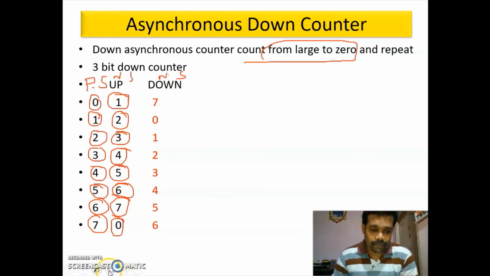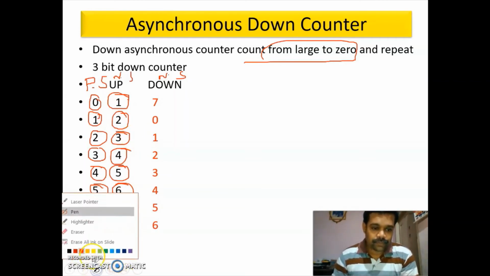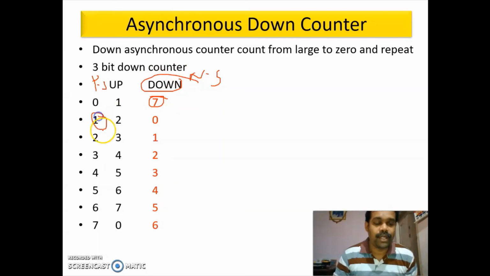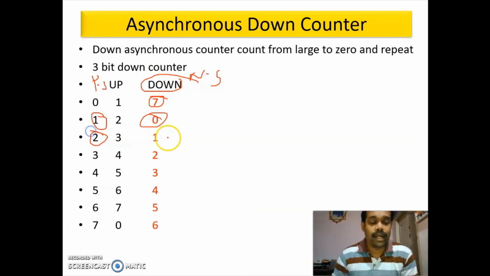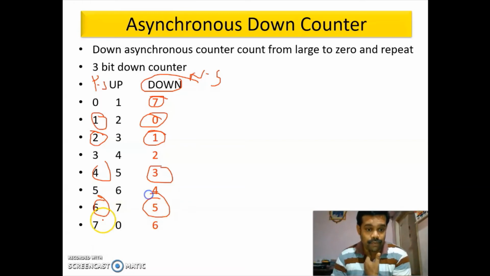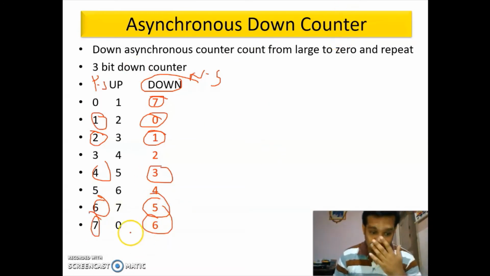Similarly, if the present state is 0 in a down counter, the next state is 7. If the present state is 1 in a down counter, the next state is 0. If the present state is 2 in a down counter, the next state is 1. Similarly, for 4 it is 3, for 6 it is 5, and for 7 it is 6. So this is the asynchronous down counter. Okay.